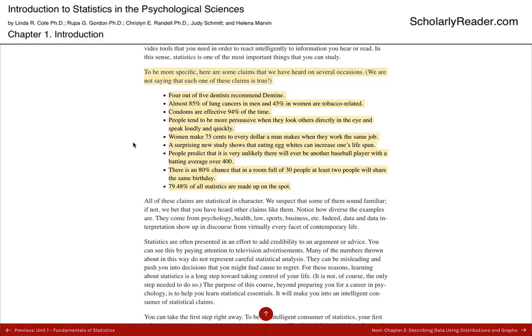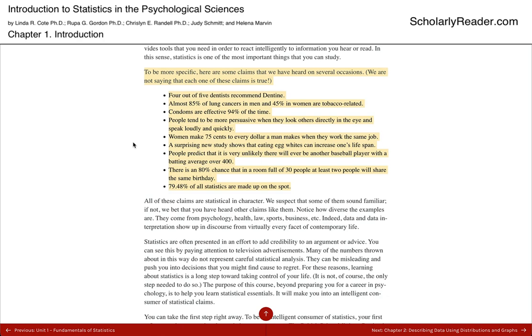People tend to be more persuasive when they look others directly in the eye and speak loudly and quickly. Women make 75 cents to every dollar a man makes when they work the same job. A surprising new study shows that eating egg whites can increase one's lifespan. People predict that it is very unlikely there will ever be another baseball player with a batting average over .400.